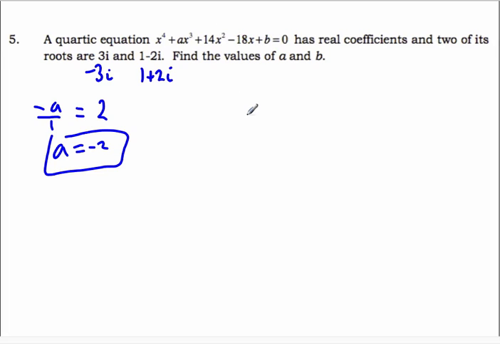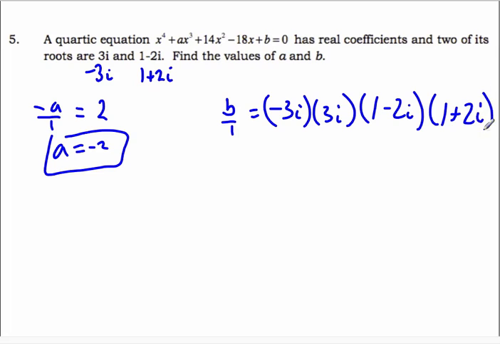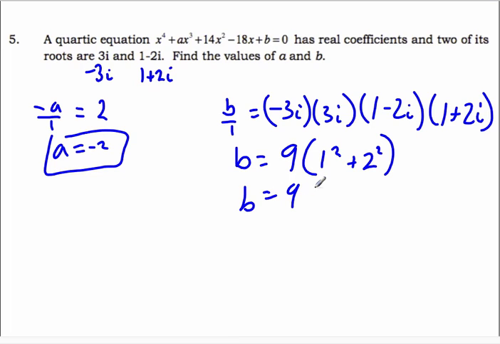The product of the roots is going to be b over 1, or just b. And that's going to be equal to the product of the roots. So it's going to be negative 3i times 3i times 1 minus 2i times 1 plus 2i. Let's simplify that first. i squared is negative 1. Negative 1 times negative gives you positive 9 altogether. And here, we're going to get 1 squared plus 2 squared, which is 5. So 9 times 5 equals 45.